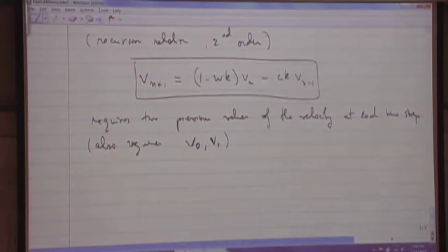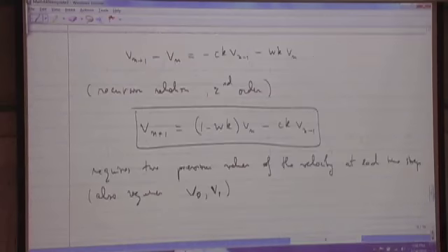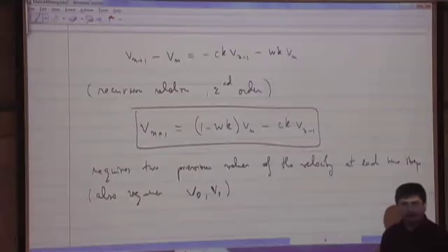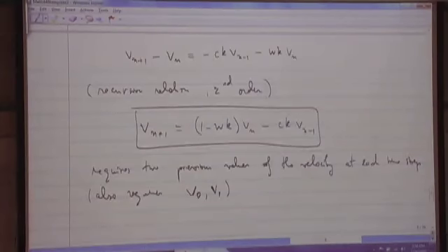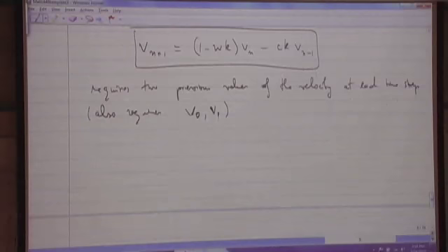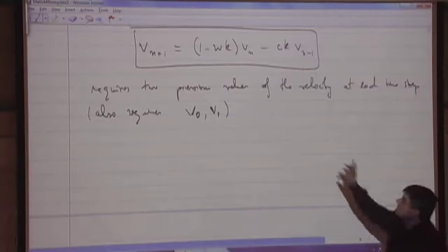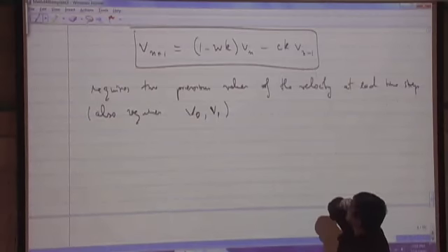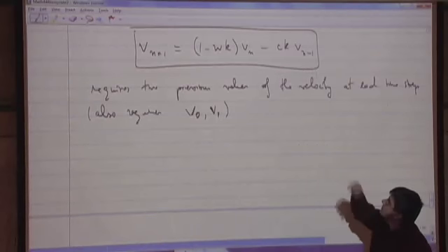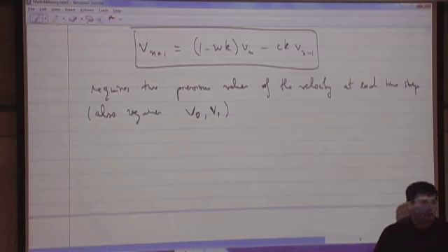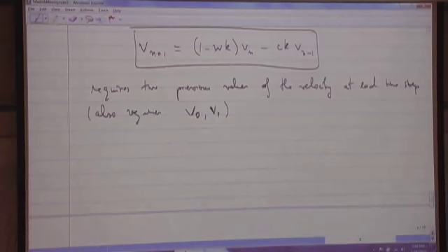Okay, so because of this, sometimes you can deal with this kind of recursion relation, and there are ways to solve this. It's linear. If you look at everything, W, K, and C are constants. So this is linear in the unknown V.